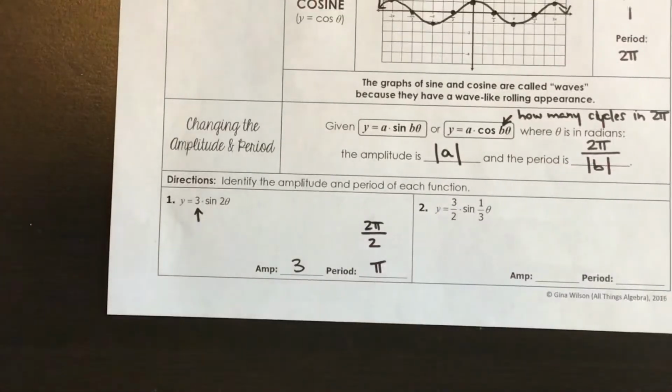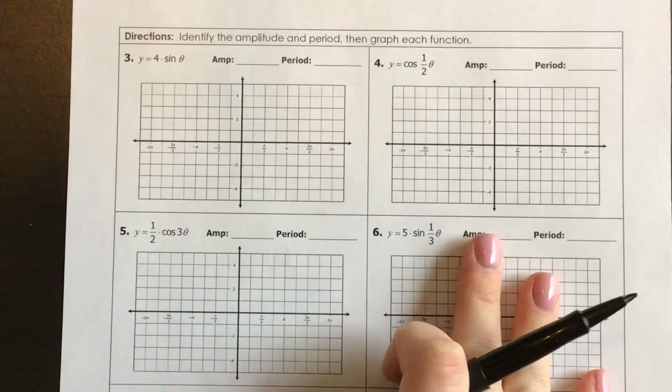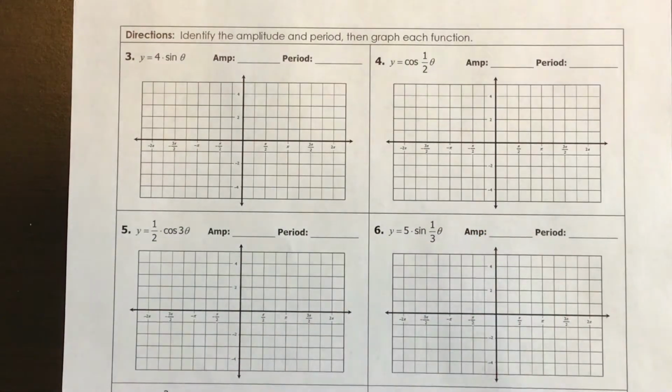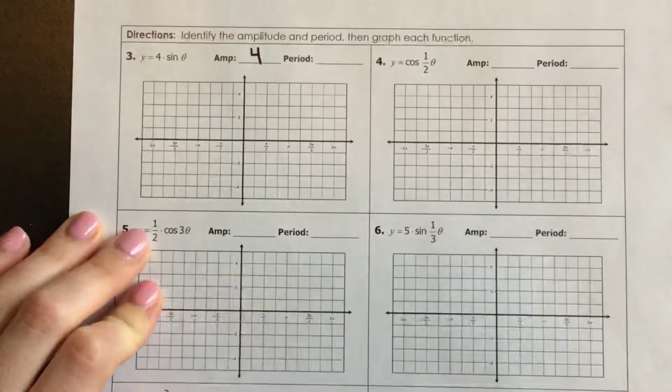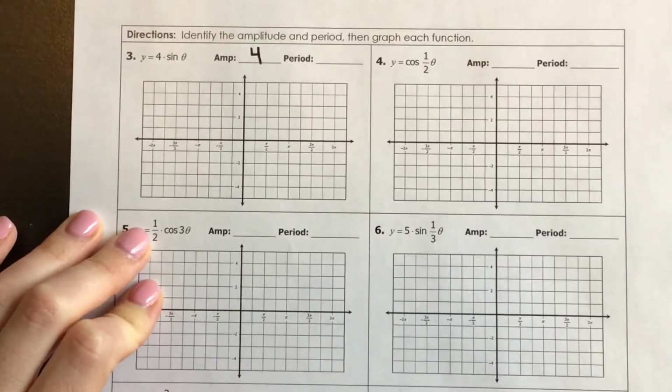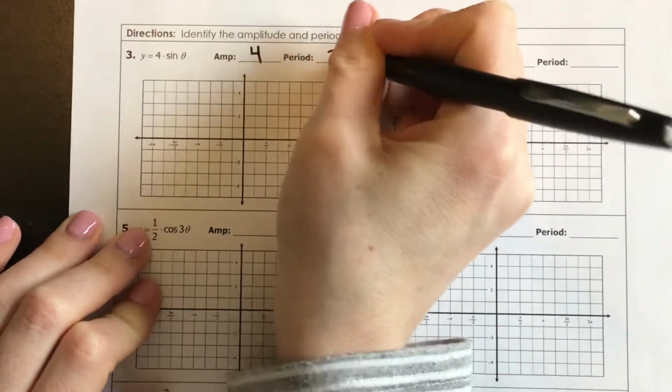All right, our next page, we are actually going to do some of those graphs. Okay, so starting with number 3, we're still going to identify the amplitude and the period, but then we're actually going to graph those functions. All right, so this one, this number right here is the amplitude. So it's going to go up 4 units, down 4 units to get to its high and its low point. There is nothing right there, so the original period is just 2 pi.